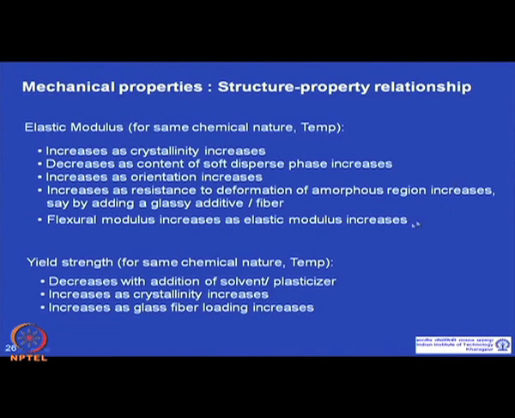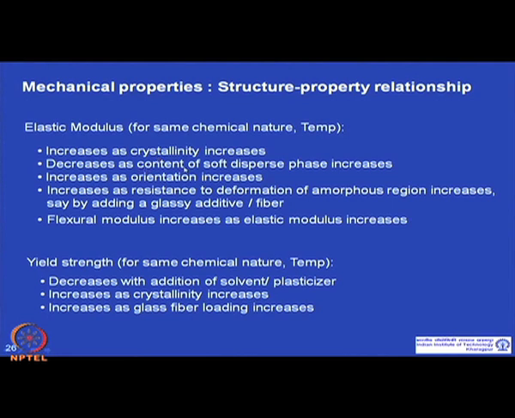Now, we know different tests, impact test, tensile test. Now, we need to find out what the relations are between the polymer structure and the properties. As I said, temperature is a very important thing. So, we can compare for the same polymer, same chemical nature, at the same temperature, elastic modulus will increase with crystallinity. As we have seen earlier, for a particular semi-crystalline polymer, if you want to increase the elastic modulus at a particular temperature, you increase the crystallinity.